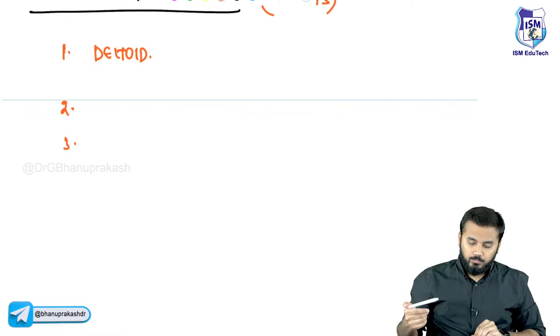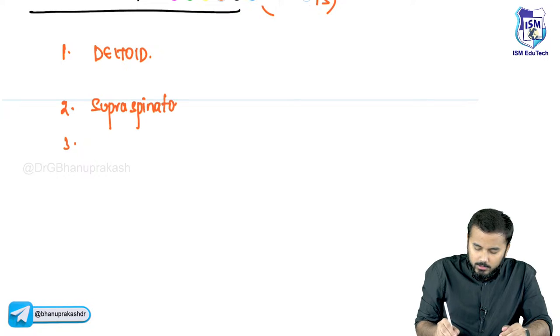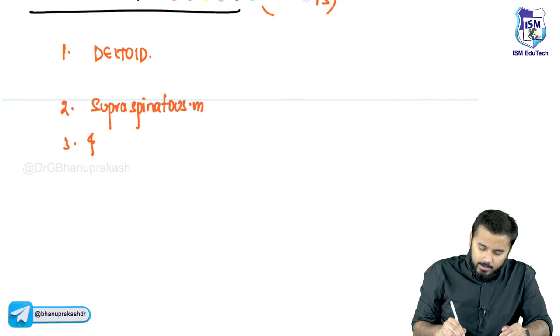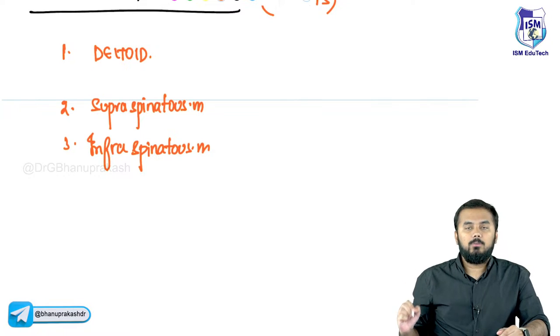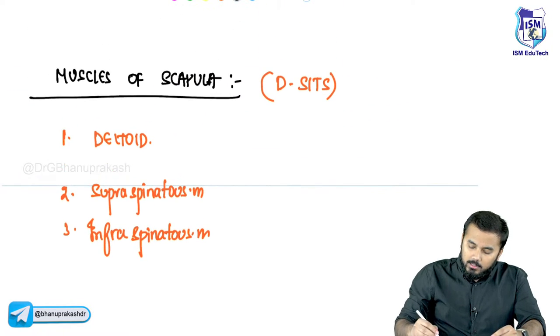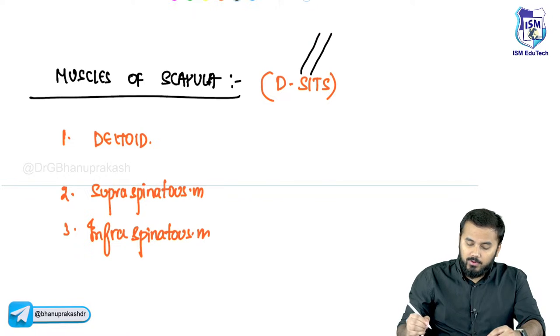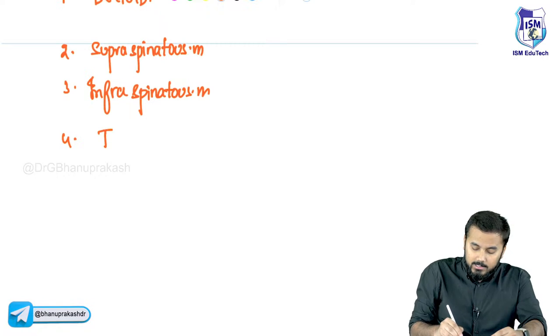So, you have got supraspinatus muscle, and you have also got infraspinatus muscle. Okay, after this supraspinatus, infraspinatus, next we have got T and S. What is this T and S? The fourth important thing is teres muscle.